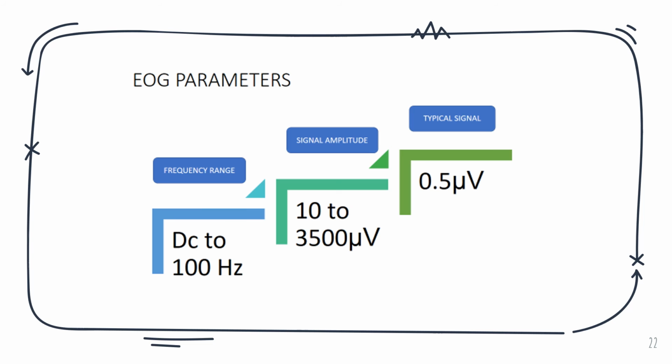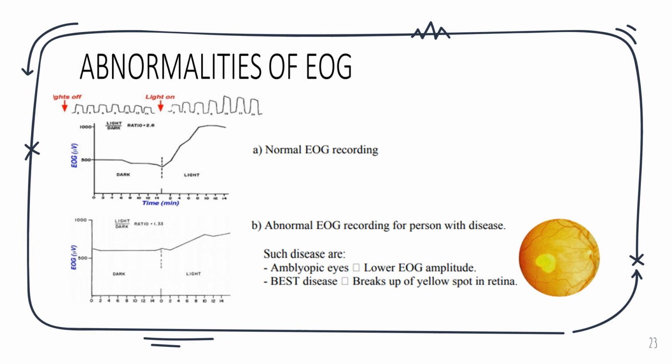So these are the EOG parameters: frequency range DC to 100 Hz, signal amplitude 10 to 3500 microvolt, and typical signal is 0.5 microvolt. Now we're moving on to the abnormalities of the EOG waveform. The subject or the patient is tested under two conditions, which are lights off and lights on. For normal EOG recording, this is the graph of EOG in volt versus time in minute.